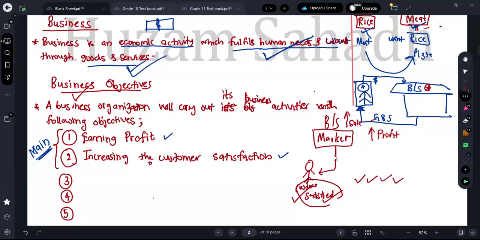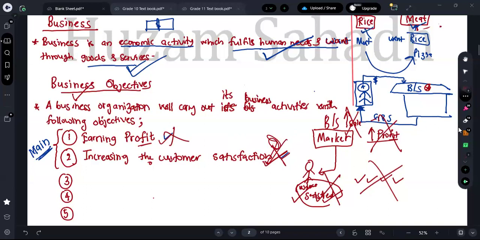Now are you all clear why the second point is also considered as an important or main objective? Why? In order to achieve our first thing, the second thing should definitely happen. If the second one is not happening, will they be able to earn a profit? Definitely not. If I am not satisfied, will I purchase this marker again? No way, guys. So will the sales increase? No. Will the profit increase? No. So will the business be able to achieve this? No. If this is not happening, they will not be able to achieve anything, guys.